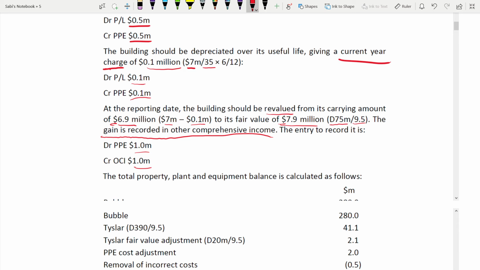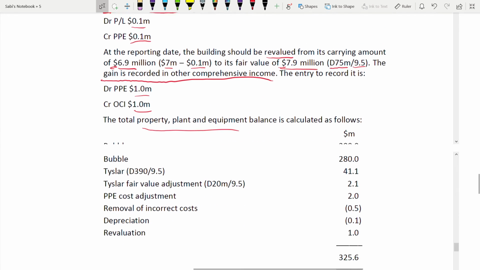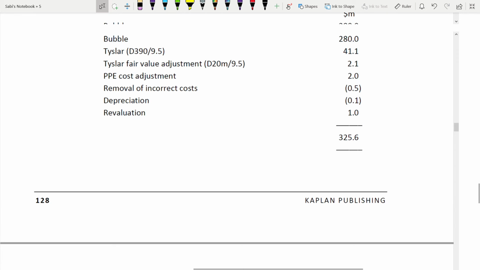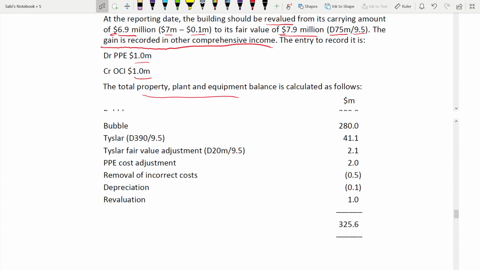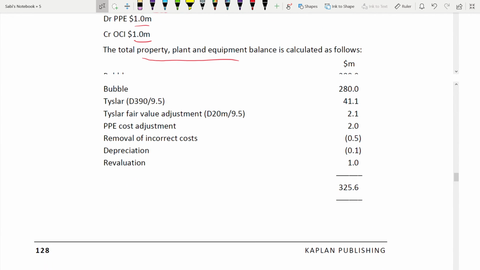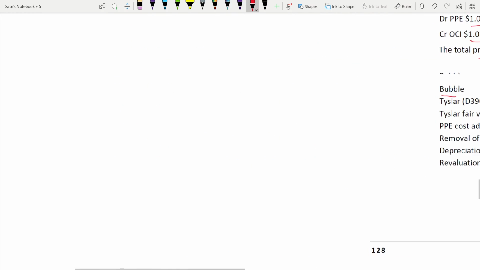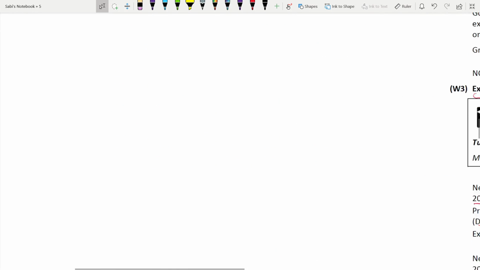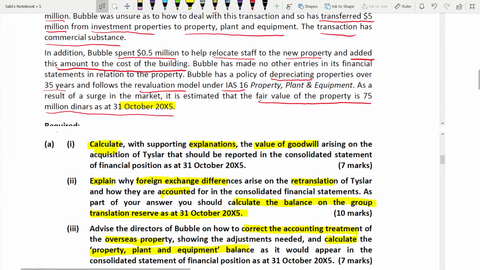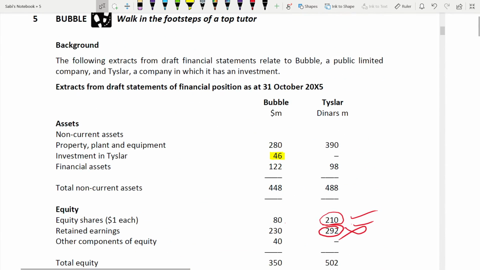Now, the total property, plant and equipment balance is calculated as follows. This is consolidated, so Bubble also will come, okay? The Bubble's property, plant and equipment, we have to add with Tyler's, okay? So what is Bubble's PPE? It is 280, in case you forgot. And it is in dollar, everything is in dollar now, okay? This 280 we are taking from Bubble, and it is in dollar.